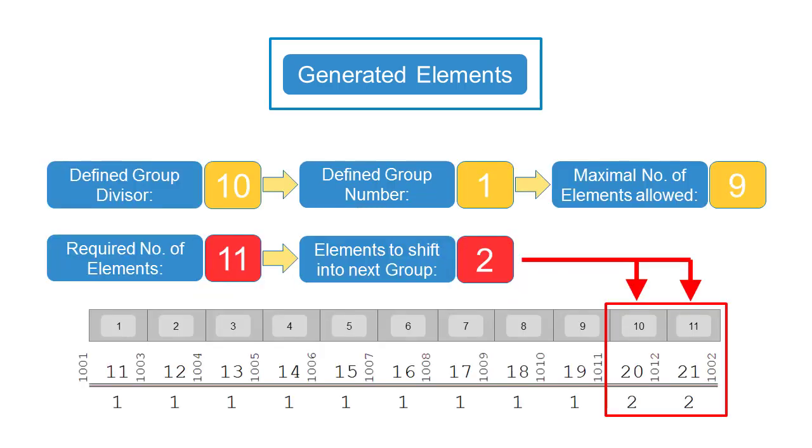So let's find out what exactly happened. You remember a group divisor of 10 and the group number of 1 were defined. It gives a possible maximum of 9 elements. 9 because the software starts counting with 1 and ends up at 9. In this specific example, the required number of elements is 11. Two elements need to be shifted to the next group number. In this case, group number 2 is used.